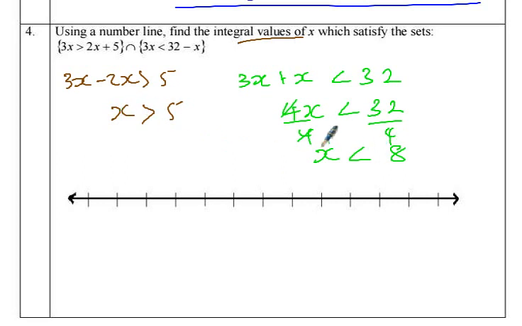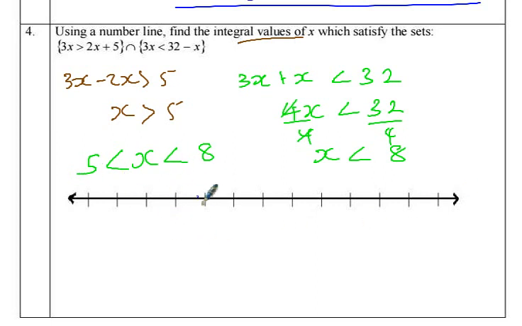Now, when you put these two statements together, the first statement says x is greater than 5, and the second is saying x is less than 8. So we can combine and write one statement, which will be x is greater than 5, but x is less than 8. So this is the intersection, the statement putting the two together. Now we are interested in showing the intersection on the number line, and this is how we do it.